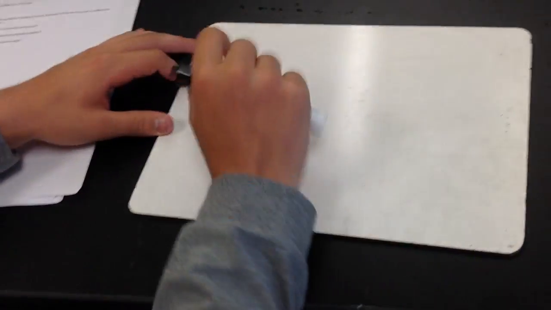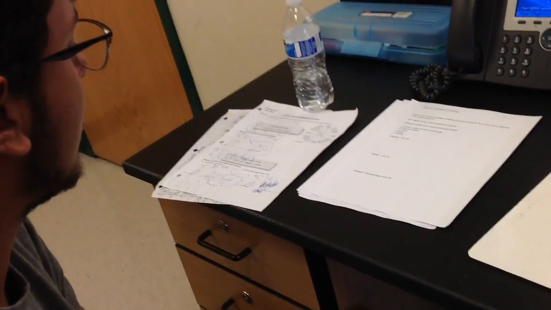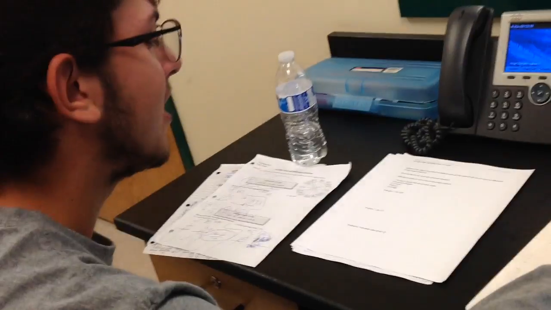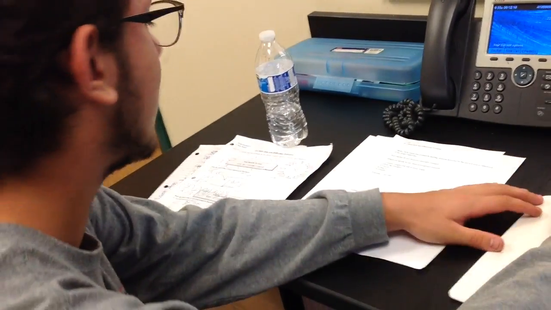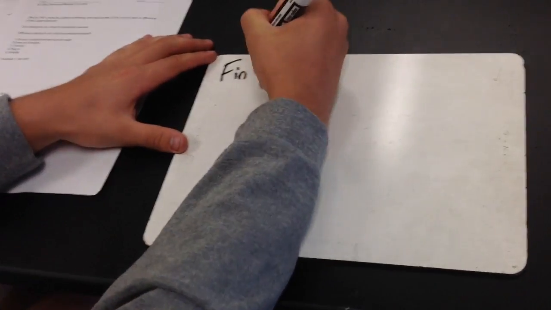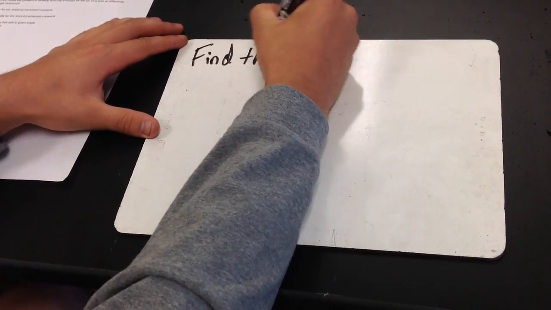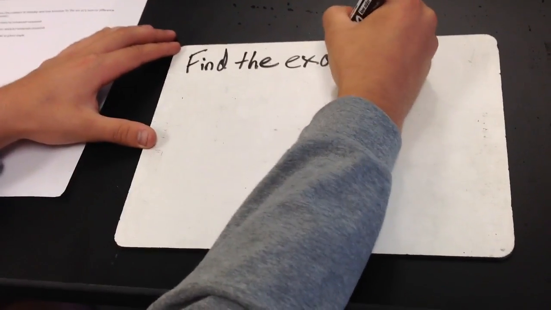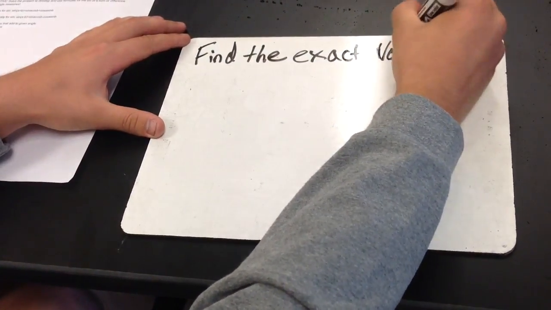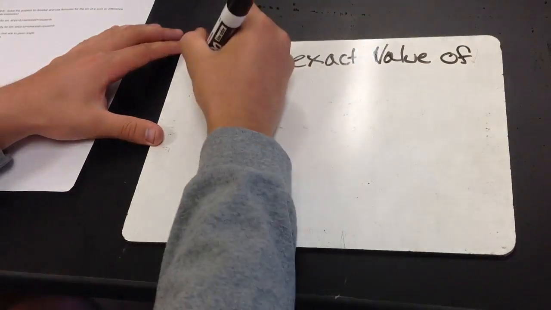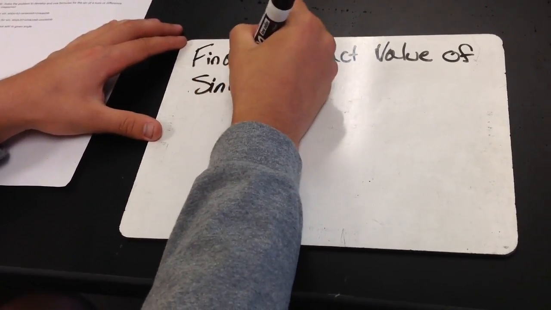So now I will show you example number 3, which is using the difference identity for sine. So we're switching it up a little bit now. The question is also going to be worded a little differently. This is how you know it's going to be a difference identity: when it says find the exact value of something. So the problem we're going to use is find the exact value of sine 15 degrees.